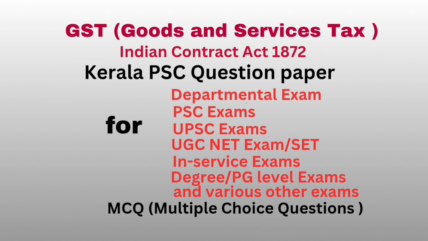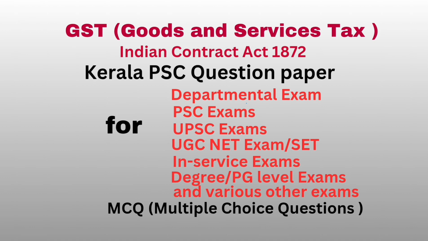Question number 16. Which of the following category has to register compulsorily? Answer: a person who makes taxable supply of goods and services or both on behalf of other taxable person as an agent.